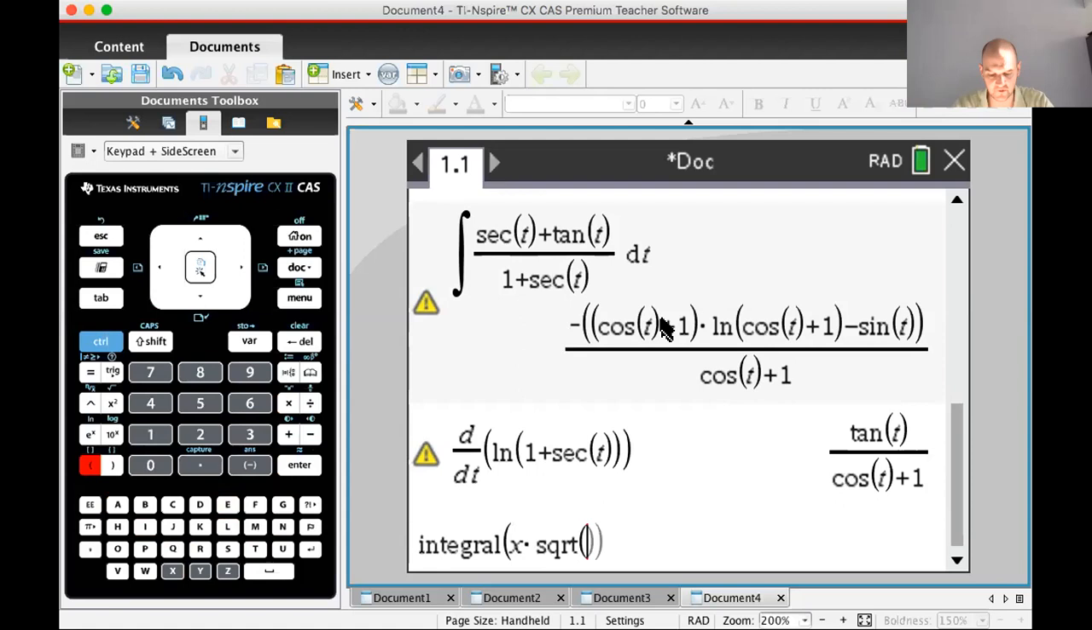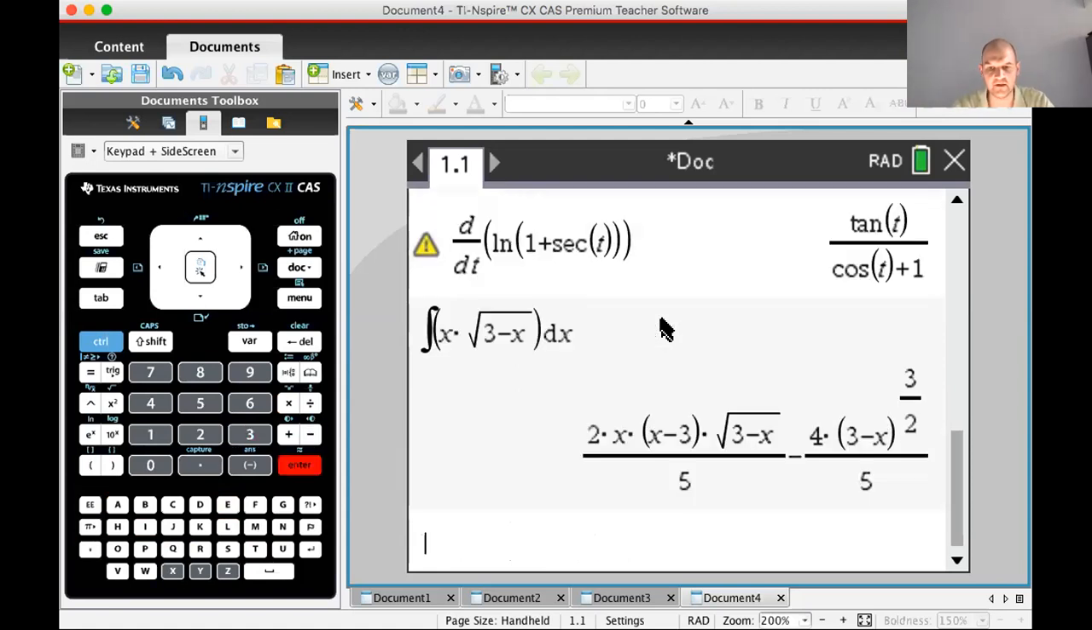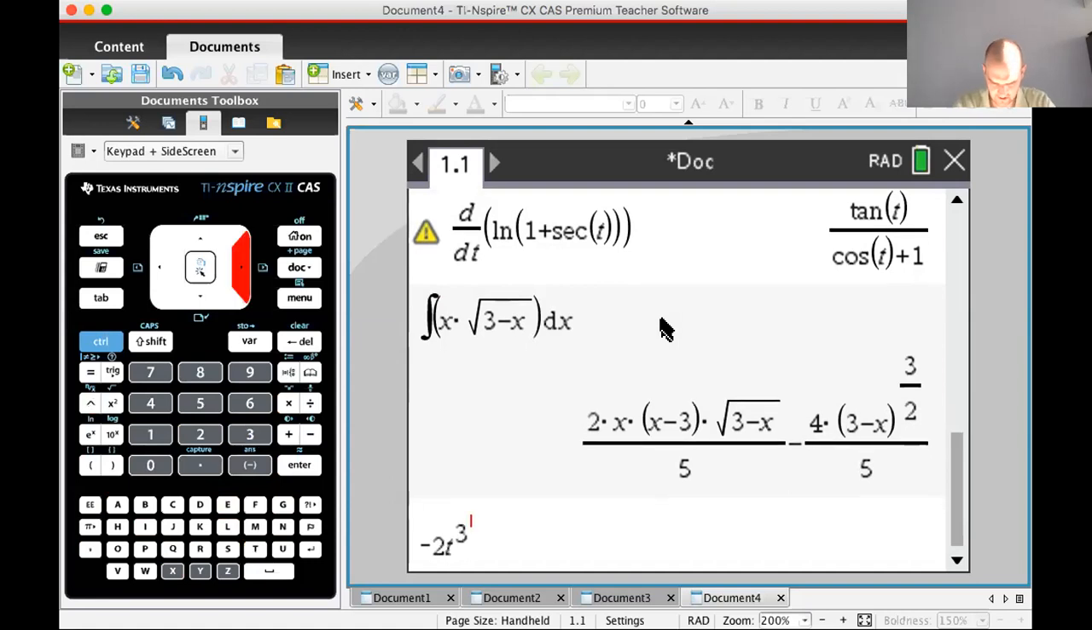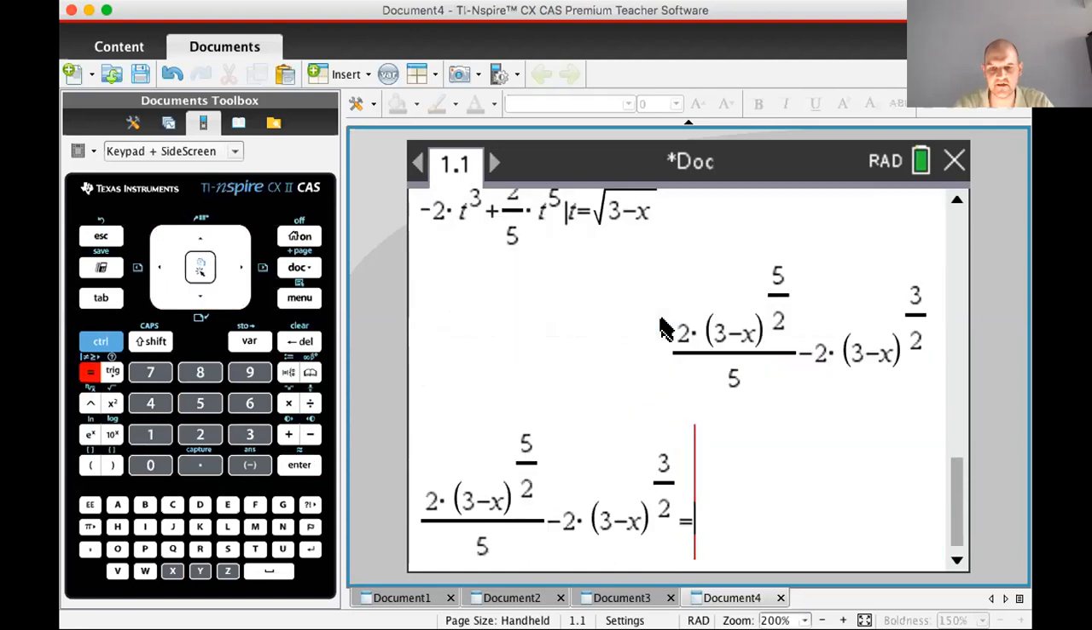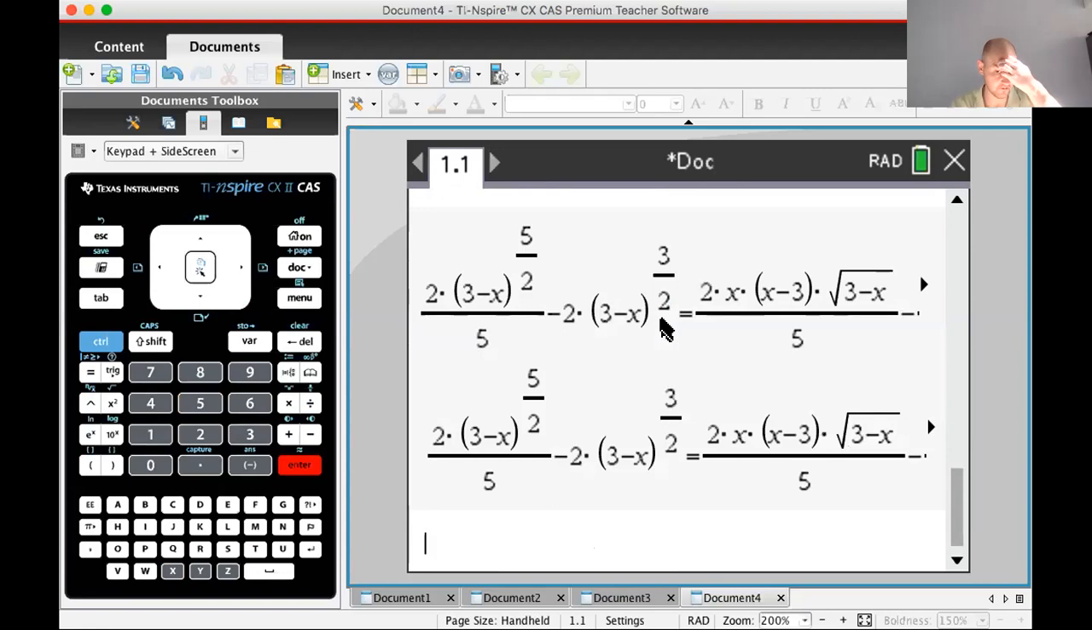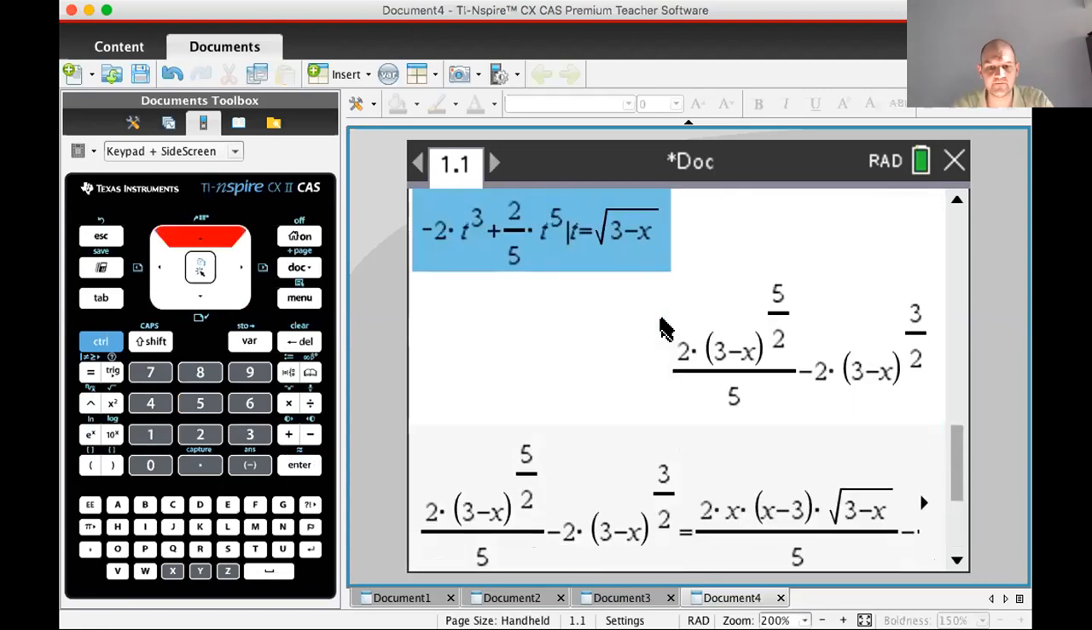This one, I think it's not going to look like what we got, so I don't even know why I'm bothering here, but yeah, that doesn't look anything like what we got. So let me type in what we got. Negative 2t cubed, and then plus 2/5 t to the 5th, such that t equals the square root of 3 minus x. Are these equal? I don't know. Does this equal this? Those aren't equal. So did I type it in wrong? Negative 2t cubed, and then plus 2/5 t to the 5th, square root of 3 minus x.